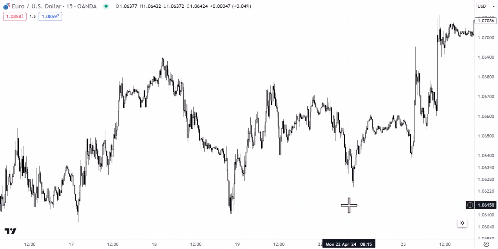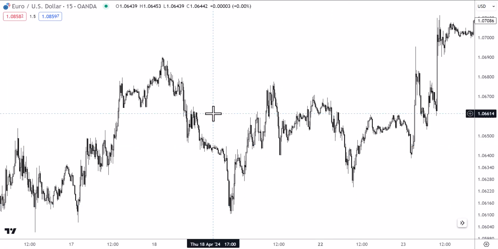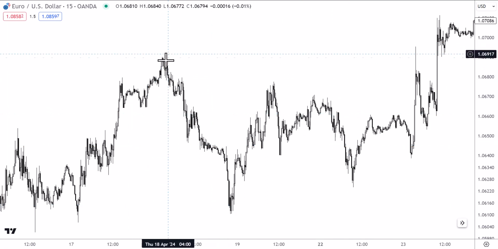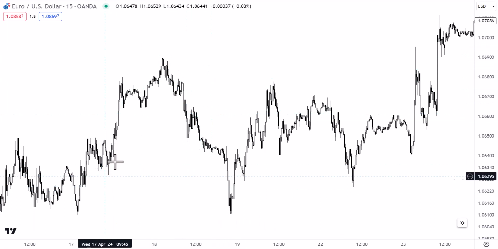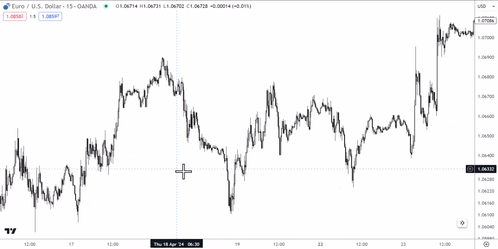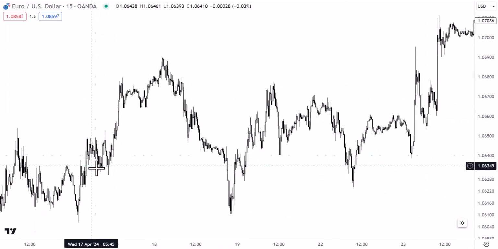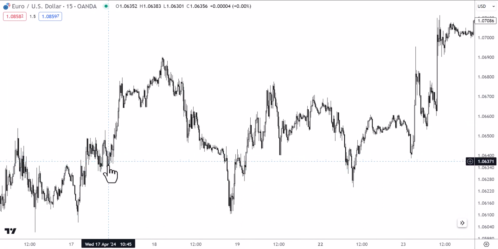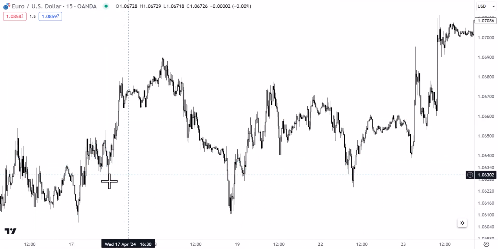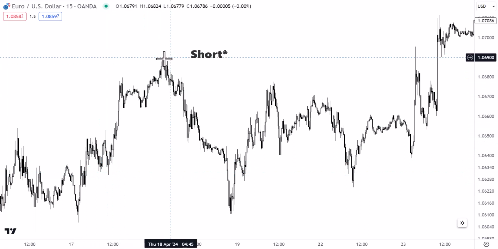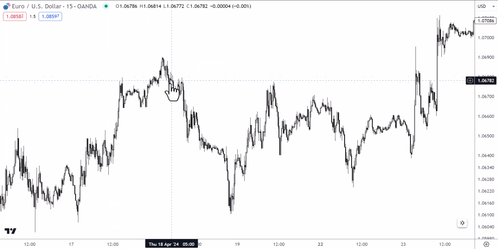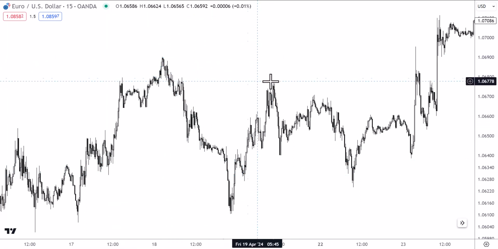On a deeper level, we also have liquidity categorized as external and internal liquidity. To start off, external would be areas that I mentioned where retail traders have their stops, so at these relative equal highs and relative equal lows. Typically, retail traders would have their stops below here if they were going long. If they were going short, they would have their stops above here or even above here, because this is also relative equal highs.